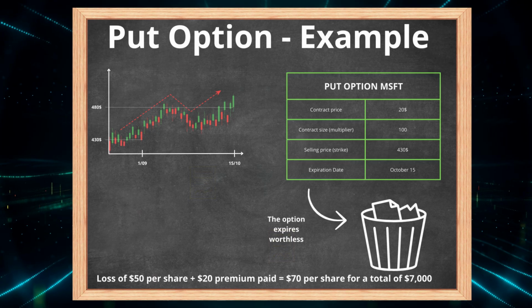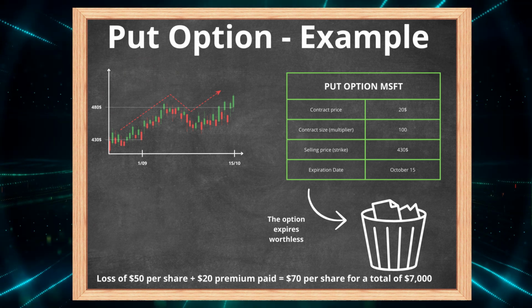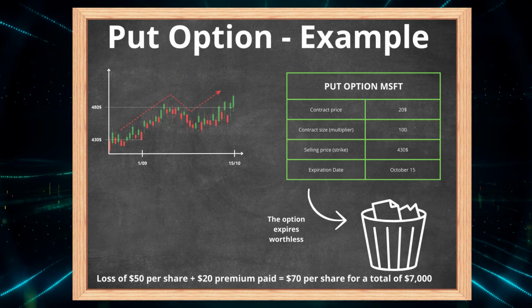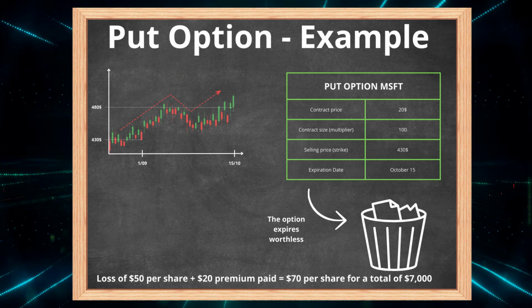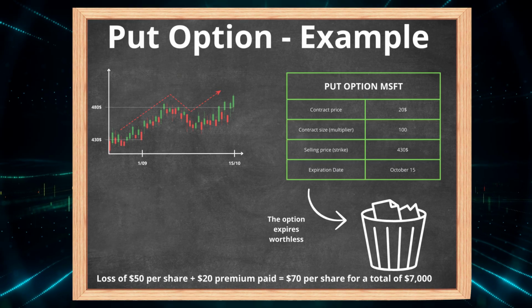But here is the important part. With an option, you are not obligated to exercise. If the market moves against you, you can simply let the option expire worthless, and your only loss is the premium, in this case $2,000. And that's the power of the option. You use it only if it benefits you.